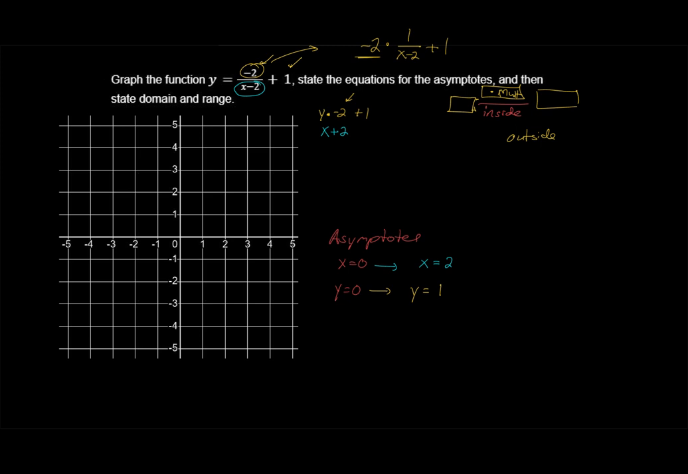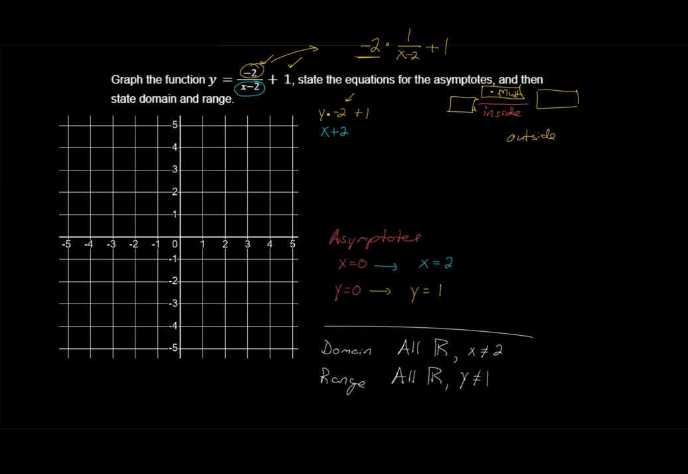Once you know the asymptotes, domain and range are pretty easy to do. So domain is all real numbers, except for where you have an asymptote. So our asymptote on the x is x equals 2, which means our domain is all real numbers, except for when x is 2. And similarly, range is going to be all the y values, so all real numbers, except for where y has an asymptote, or except for where our asymptote is. So y just can't be 1. So there's domain and range.